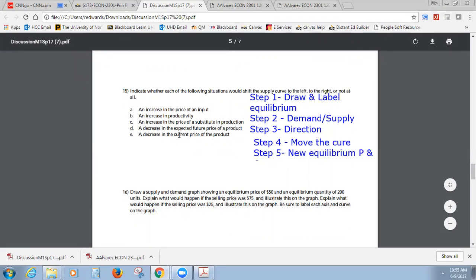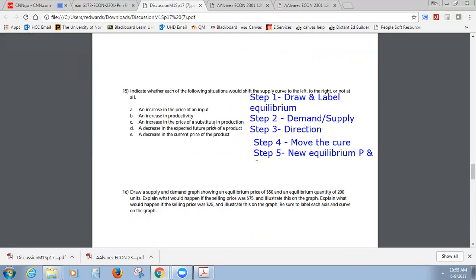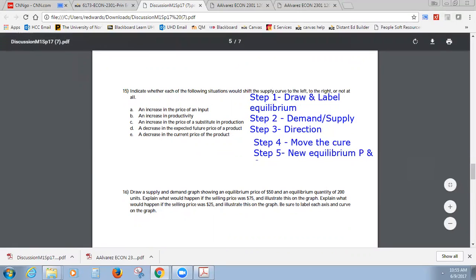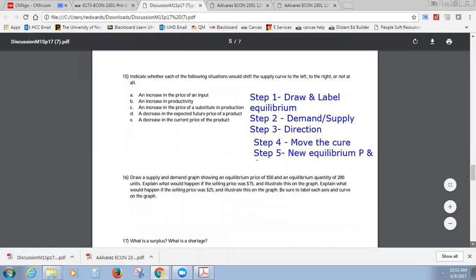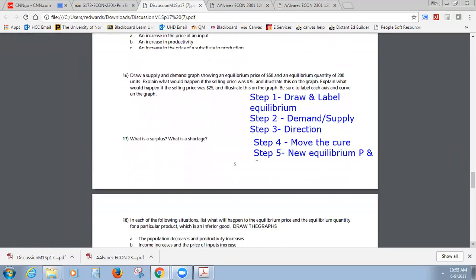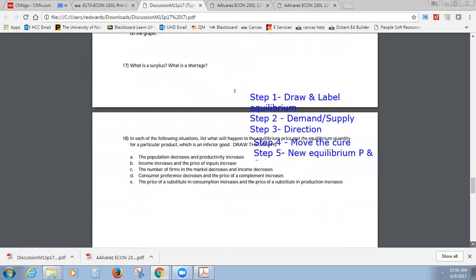Notice a decrease in the current price of the product. Number E will not cause any of this because a change in the price of a specific good is going to be a change in quantity supplied. There's a distinction between quantity supplied and change in supply. Supply shifts the curves, quantity supplied moves along the curves. There's a video in there. All right, I want to pop over to 18 and then I'll come back up.